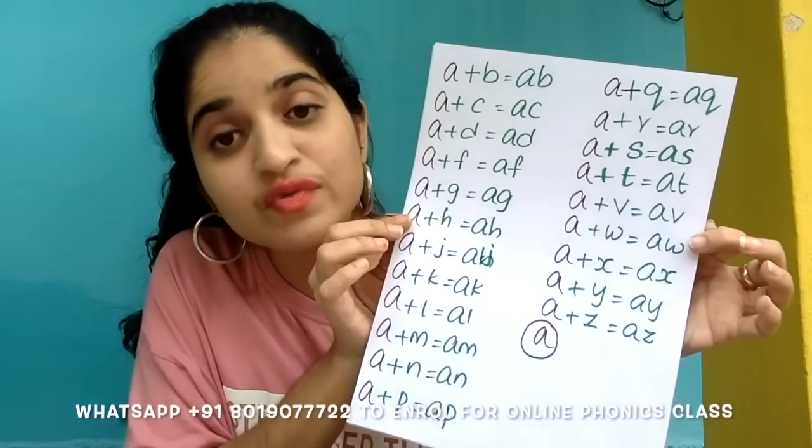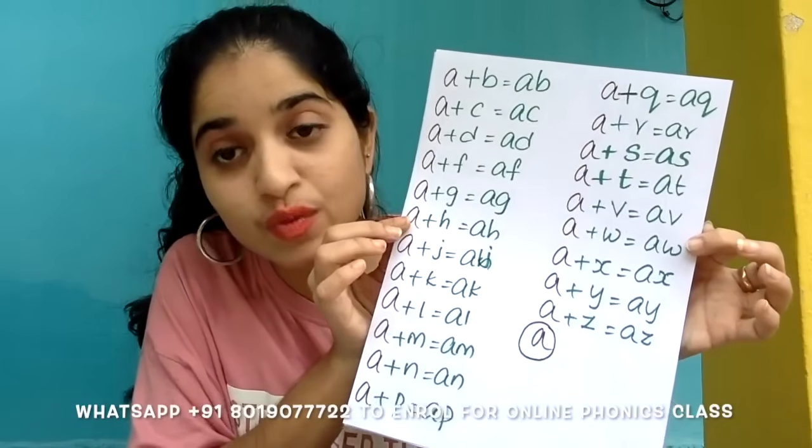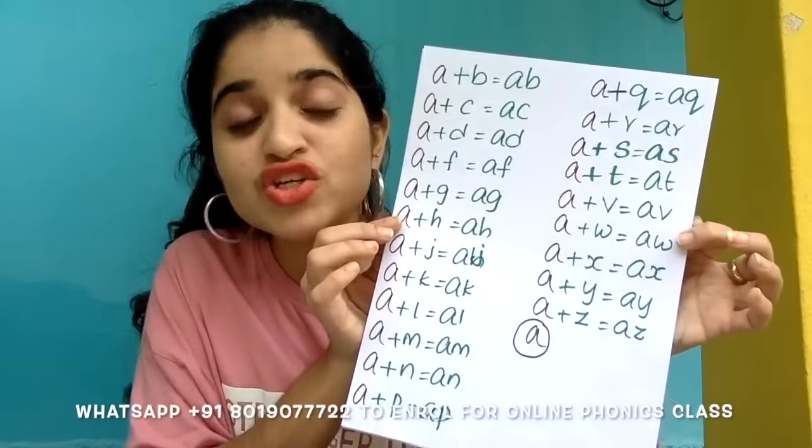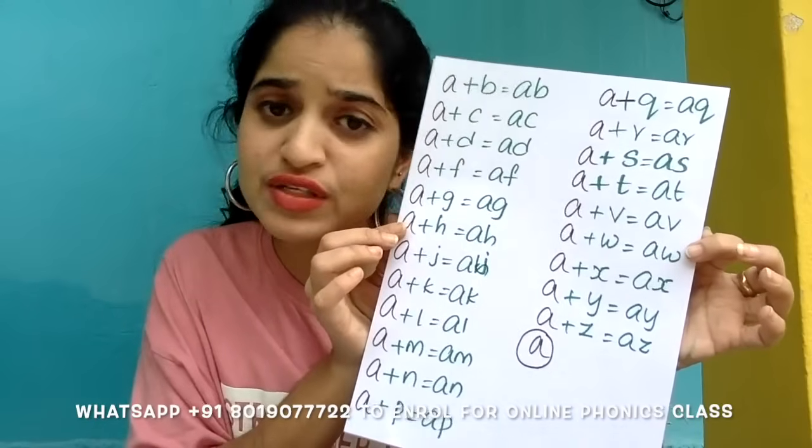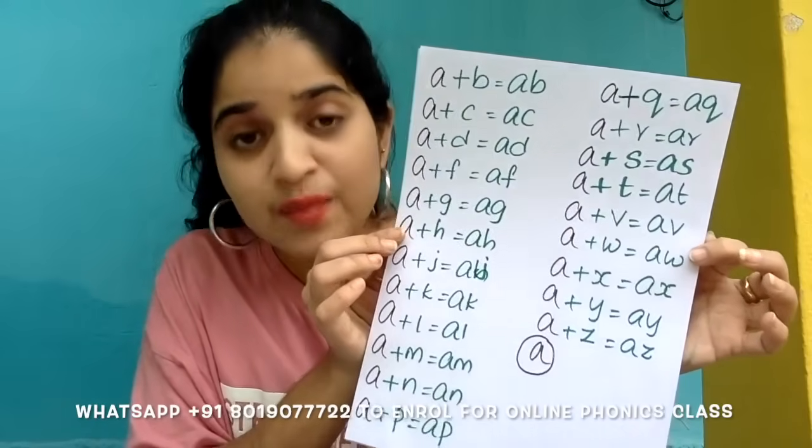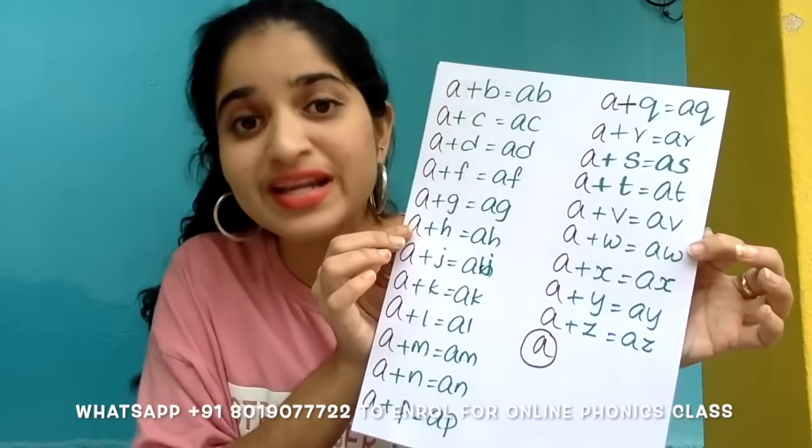So here is a list of vowel consonant blends for the vowel A. Now once the child is thorough with all the vowel consonant blends of vowel A, then it's time to move on to the next vowel E.